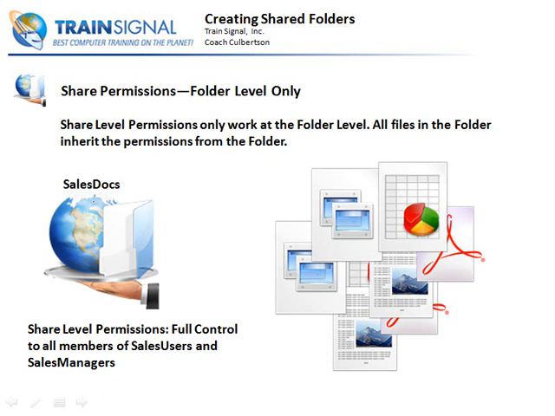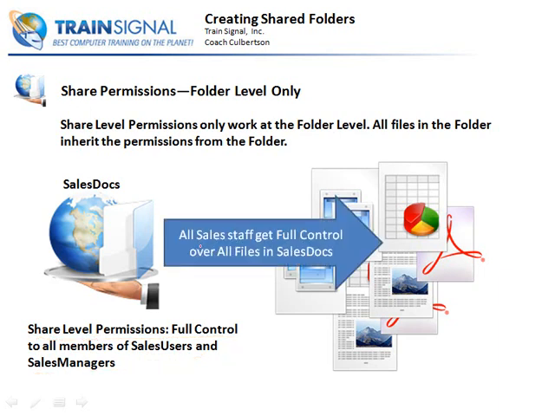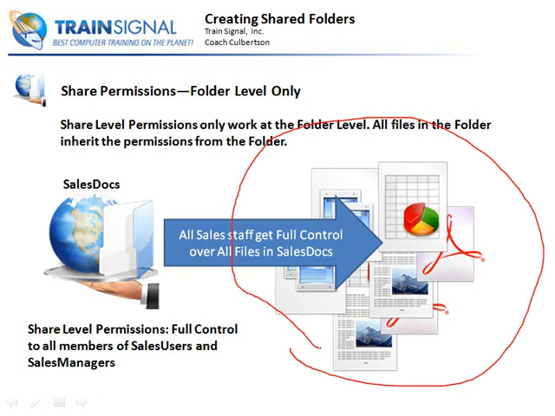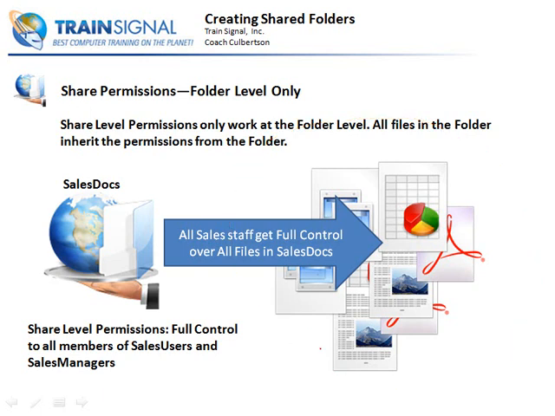Okay, so let's take this for example. Let's say the share level permissions right now for sales docs are full control to all members of sales users and sales managers. So that means all the sales staff in these two groups, sales users and sales managers, get full control over all of the files in the sales documents. That's how share level permissions work. It only works on folders. Everything in the folder gets those permissions. Okay? Now, in just a little bit, I want to talk with you about how to restrict permissions on individual files, but that's coming up in just a little bit.